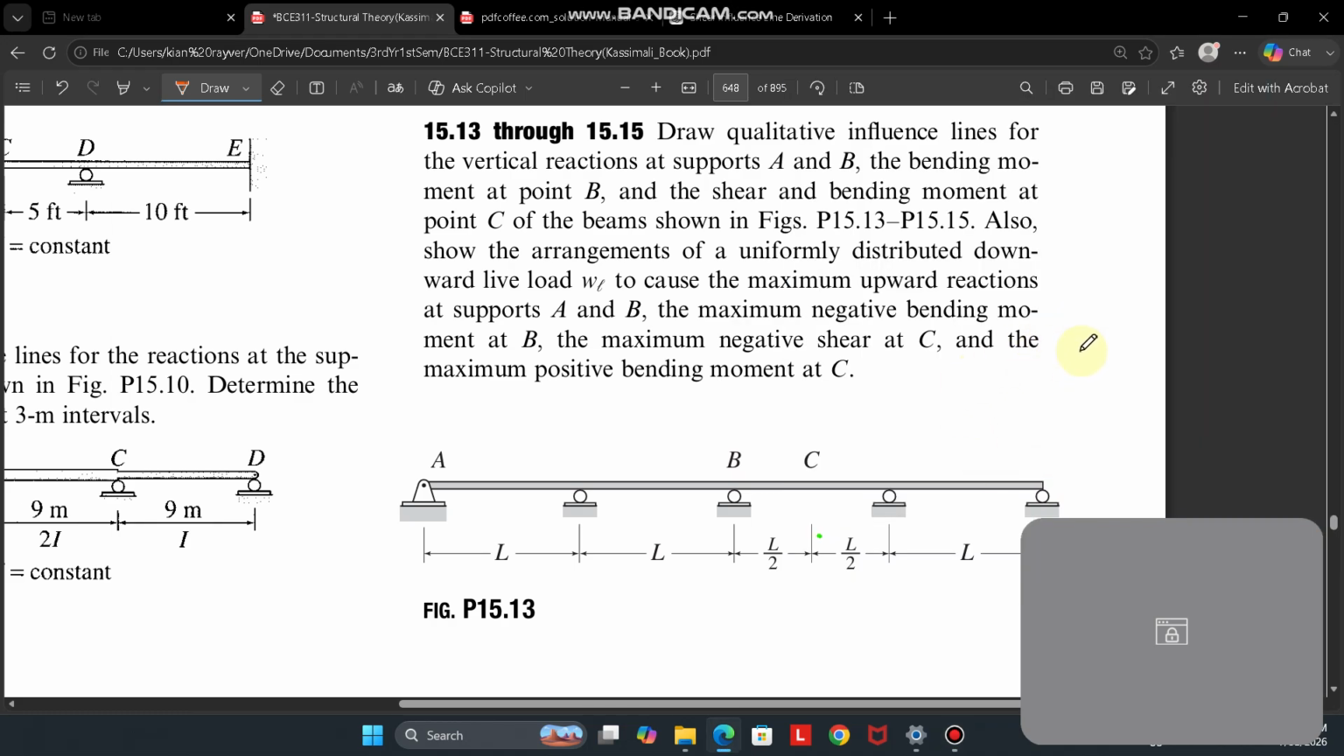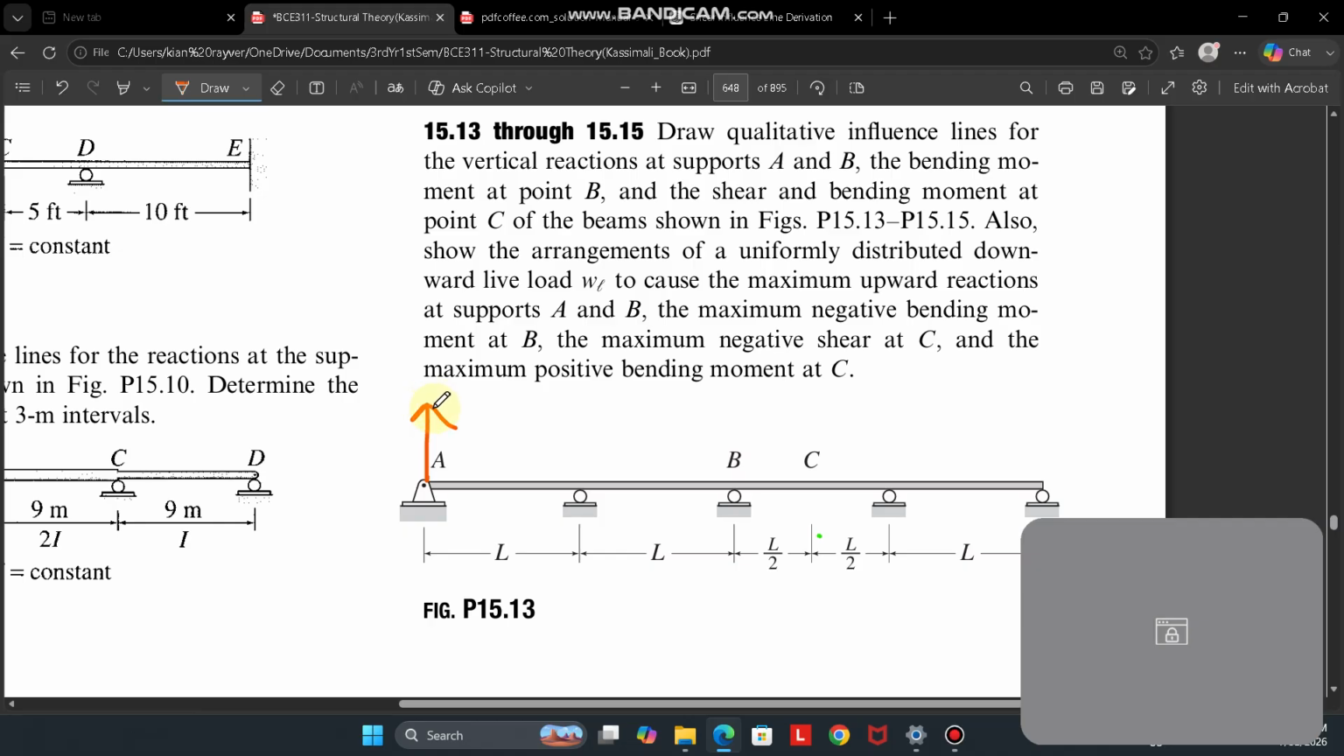Yo, let's talk about qualitative influence lines for indeterminate structures. For starters, let's go with beams. In this case, we don't really have to find each reaction here. We can just use guessing. So let's say for Ay, we want Ay here. For Ay, we always start at this point.